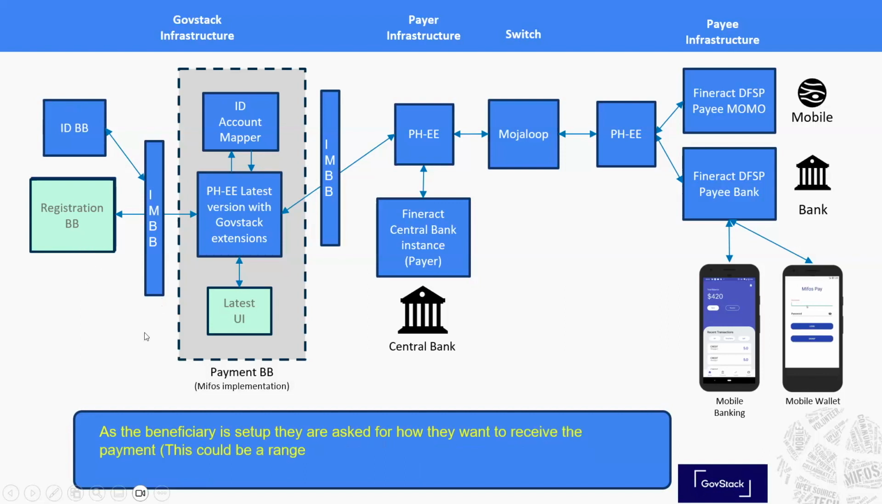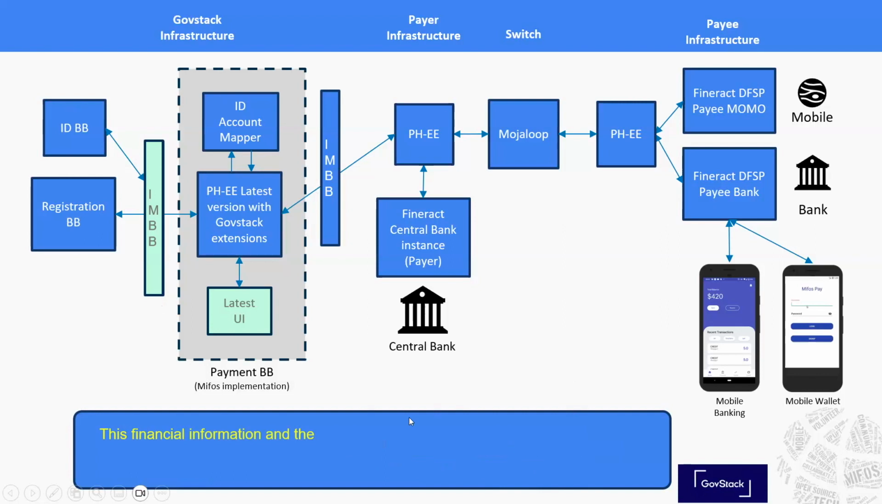This relates to setting the payment modality. So while they're being registered, they're asked whether they want to receive payments in a bank account, a Momo account, through vouchers, or whether they want to use an alias for another payment. Now, we have come to the beneficiary onboarding process. Via IMBB, that information is transferred to the payment hub. It reaches the payment building block.